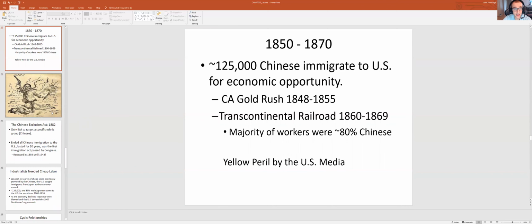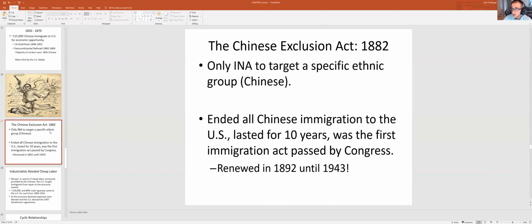1882, right? Historically, the only Immigration and Naturalization Act to ever target a specific ethnic group. And this was, in this case, the Chinese, named by the Chinese Exclusion Act. So that should tell you who this law was targeting. What it did was end all Chinese immigration to the US for at least 10 years. And it was the first immigration act passed by Congress.